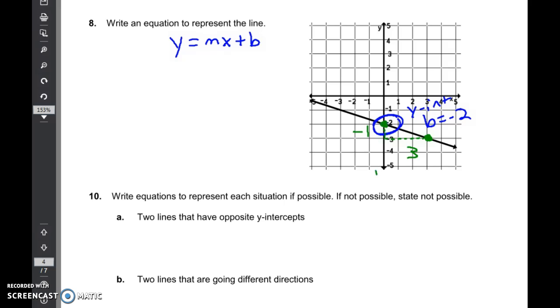Always count left to right. I prefer you count left to right, so your up or down shows the positive or negative. Your right is always positive. So the slope here is negative 1/3. All you have to now do is put in those numbers. So y equals, and we have the slope, negative 1/3, the b as minus 2, and that's your answer. That's it.